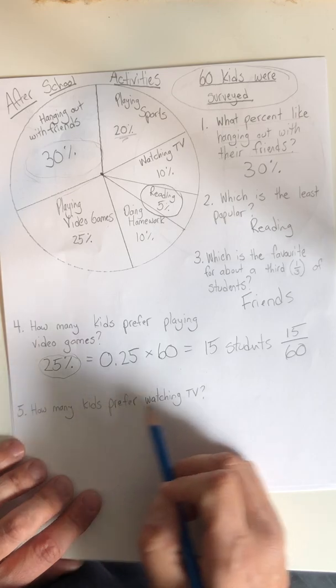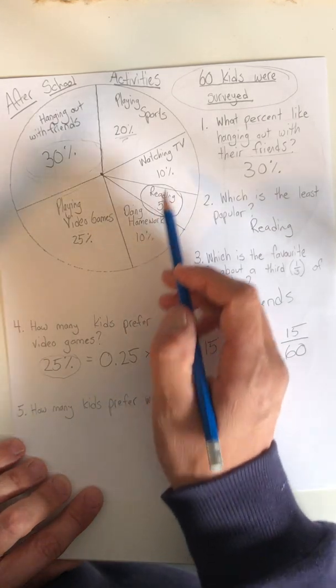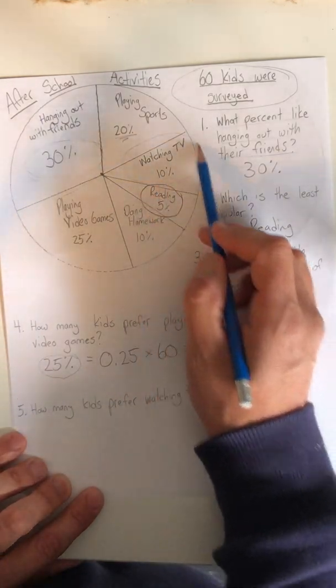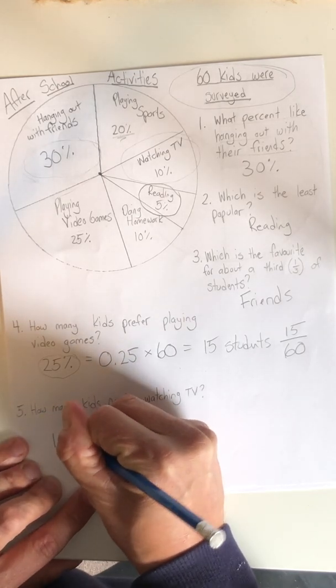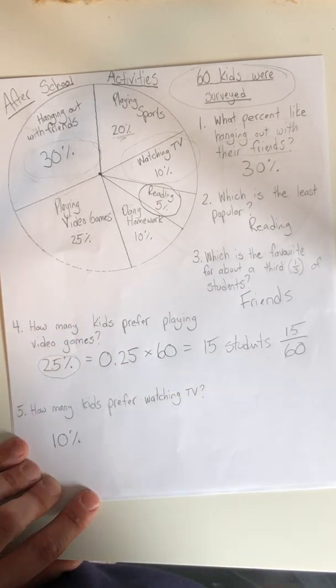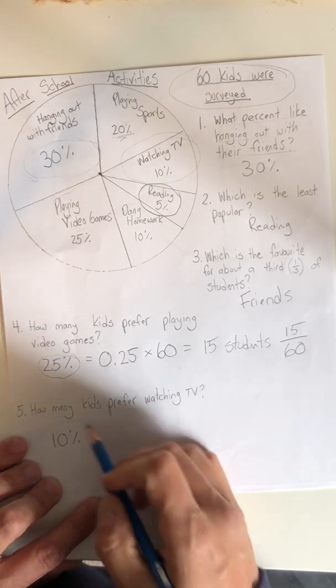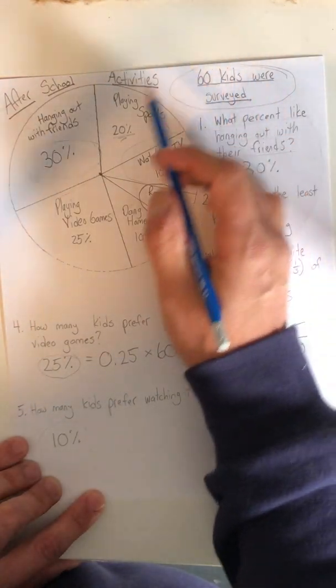So how many kids prefer watching TV? So again, I'm going to go up here and I'm going to see watching TV. So 10% prefer watching TV. 10%. So I want to find out how many kids. So I want to find out what is 10% of the 60 kids surveyed.